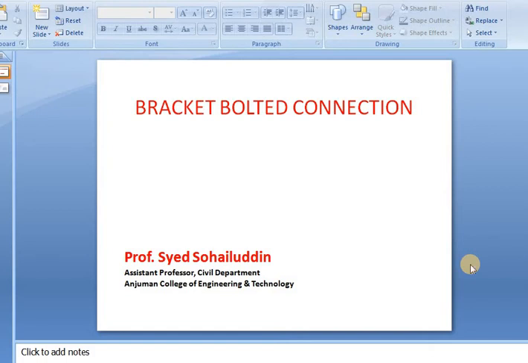Today we will have a lecture on steel structure, that is on bracket bolted connections. In previous lectures we have solved one problem related to bracket bolted connections, in which the load was given. I showed you the figure of a bracket bolted connection in which there were 4 bolts and a load acting at the ends, and we had to find out the load taken capacity of those bolts, whether it is safe.